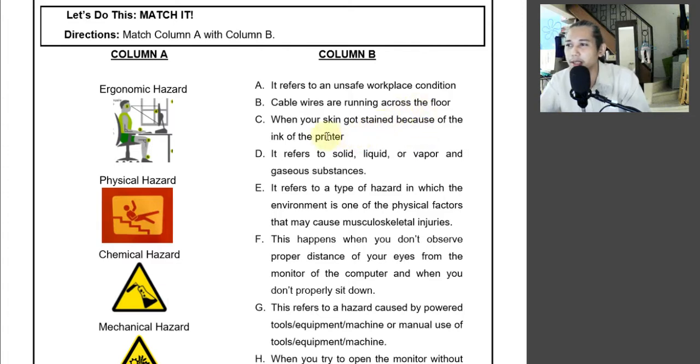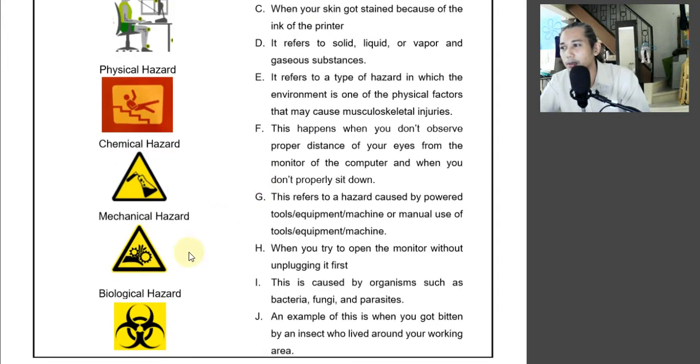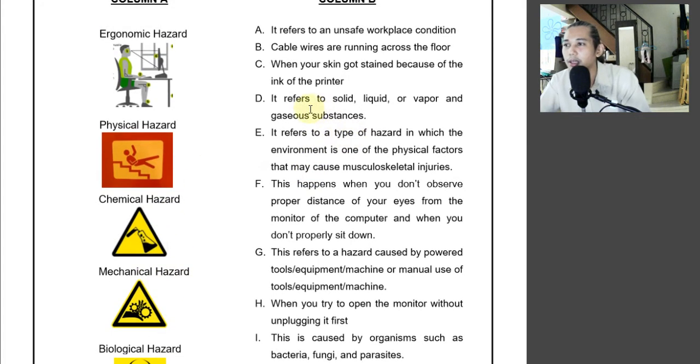So, that's a physical hazard. When your skin is stained because of the ink of the printer, it is a chemical-related hazard. So, we call that a chemical hazard. It refers to solid, liquid, vapor, or gaseous substances. Again, that is a chemical hazard.